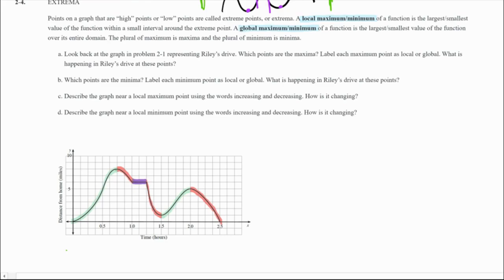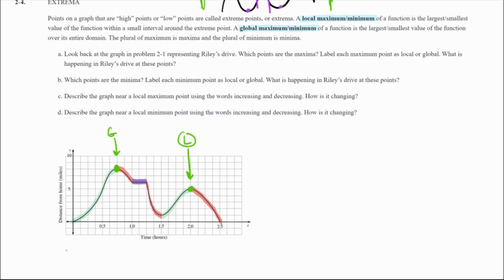So here is a maximum, and here is a maximum. And basically when I look at these here, I see this is my global maximum, and this one here is a local maximum, because this is the highest point in the whole function, and if I look at a small section, then there's the local one. What's happening at the drive? It's basically that Riley is changing from going away from the house to going back towards it. So let's say turning around might be a thing.